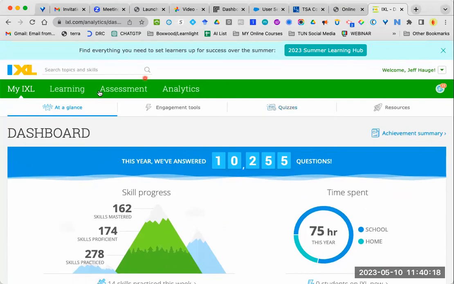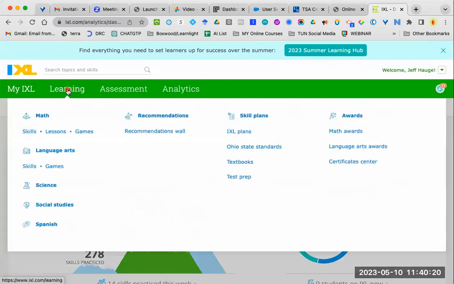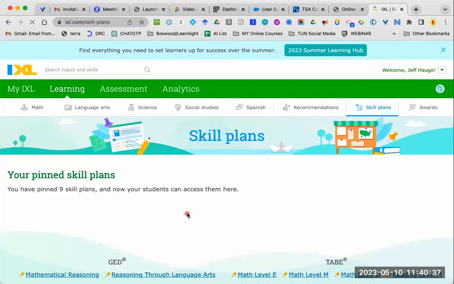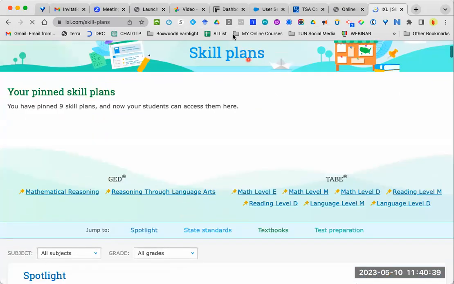That's so great. Where you want to go is learning, hover over it or click on it, whatever it takes. And then you want to go to skill plans. And I pinned at the top all of the skill plans that are good for us. And so let me just draw on them. It takes a little while to load.